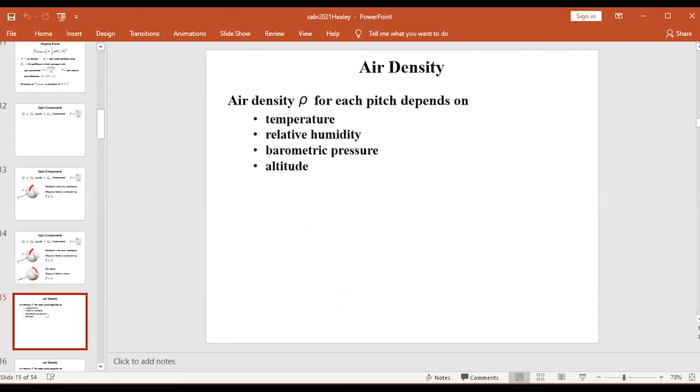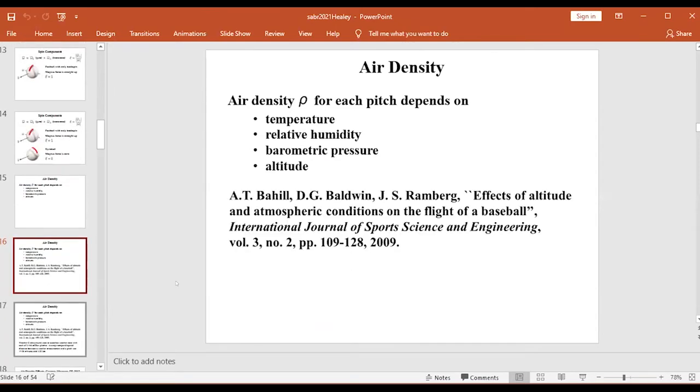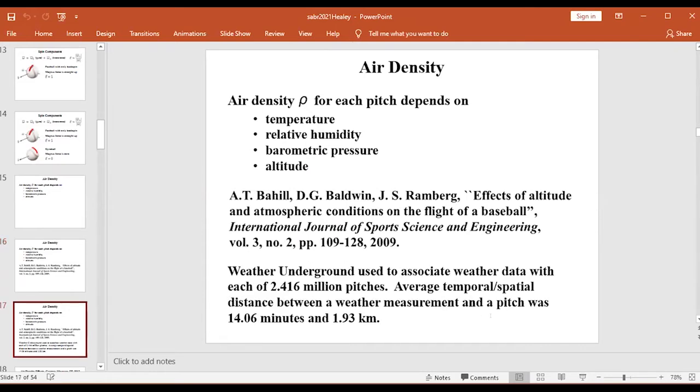And it turns out also the side force depends on the air density, and the air density depends on some weather parameters and also on the altitude. And if you want to learn more about this, here's an article. This is what we're using. This is first author Terry Bayhill. And we use this to associate an air density with every pitch over the last few years. So from 2017 through 2020, we've assigned an air density to each of its more than 2.4 million pitches.